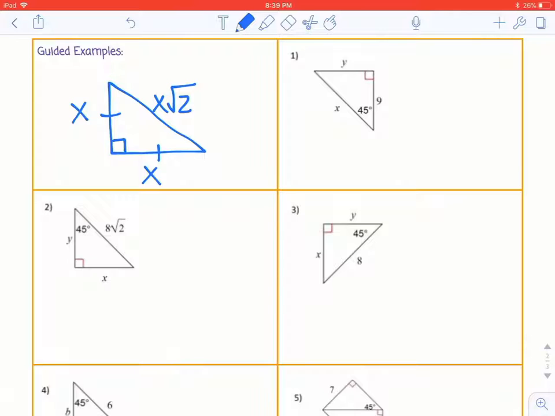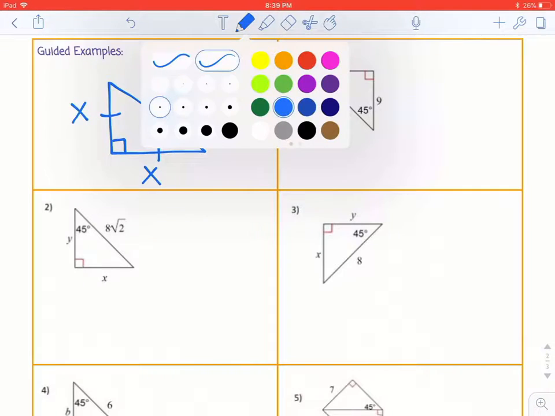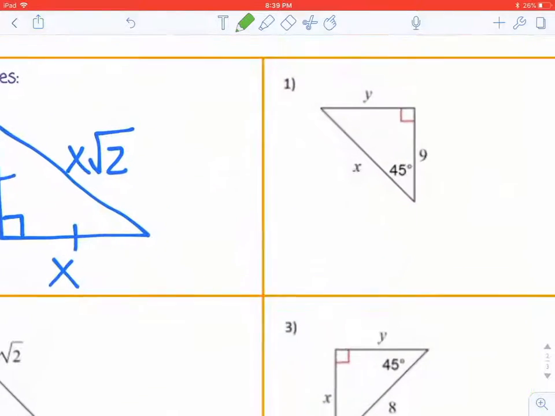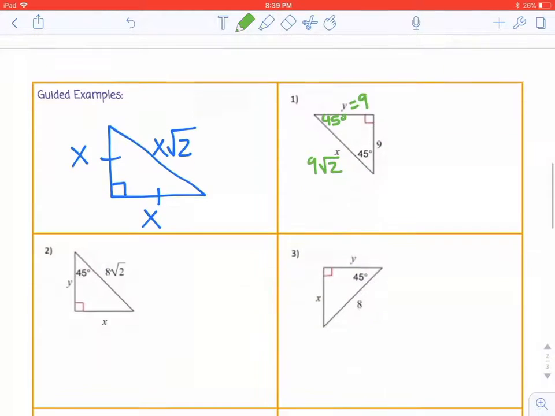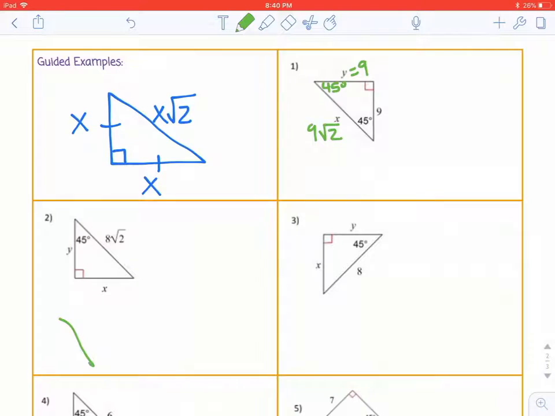So with number 1, for example, let me grab another color. We have our 45, 45, 90 triangle, and one leg is equal to 9. So automatically we know the other leg must also equal 9. And then the hypotenuse would just simply be 9 square root 2. And that's it. We don't need any extra work to solve those sides. That's the beauty of special right triangles. They save you lots of work and therefore lots of time.